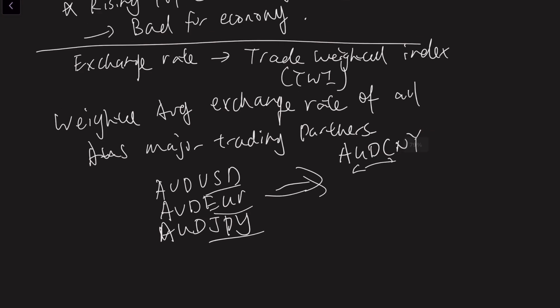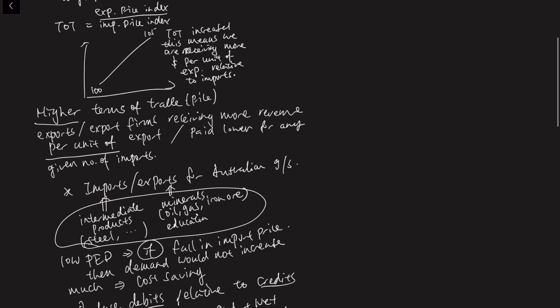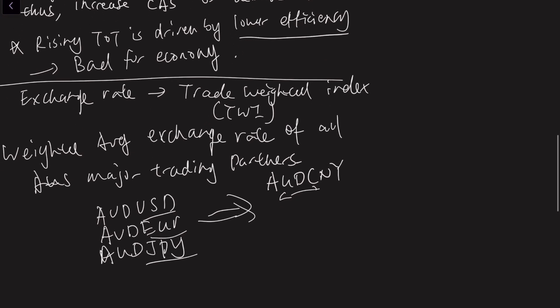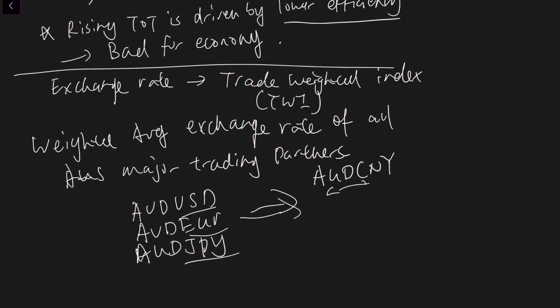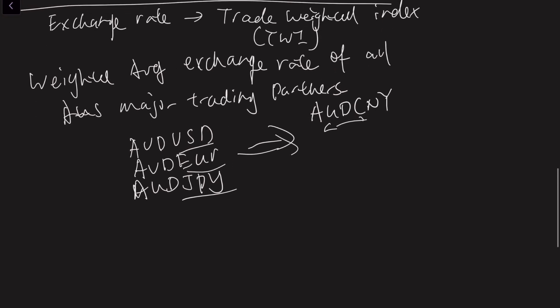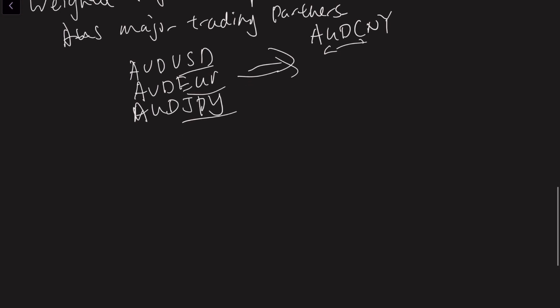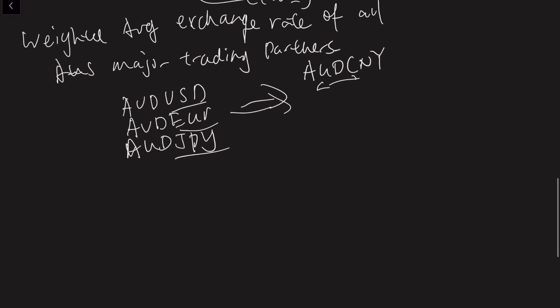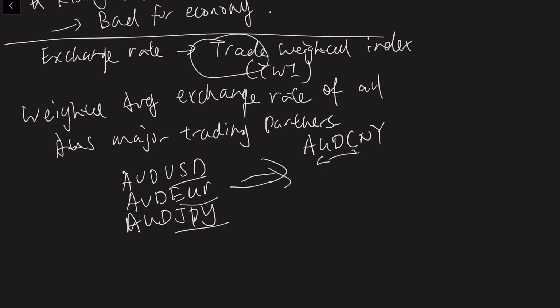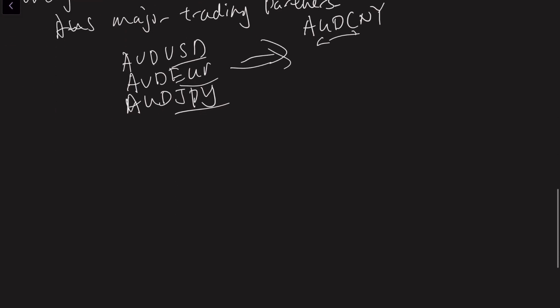So that's a different concept to terms of trade. Terms of trade is the price you have received for exports and imports, but the trade-weighted index is the calculation of the exchange rate in the economy. So although they both start with trade, they are completely irrelevant topics. So let's look at some of the things that can impact the exchange rate or the trade-weighted index.